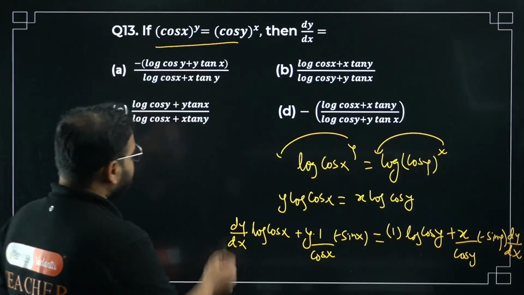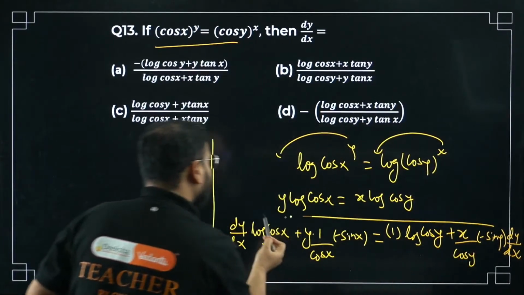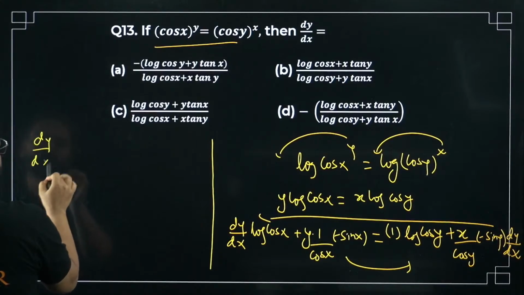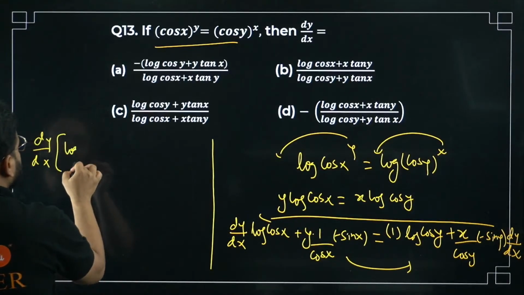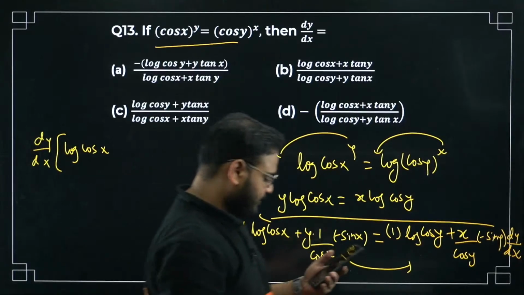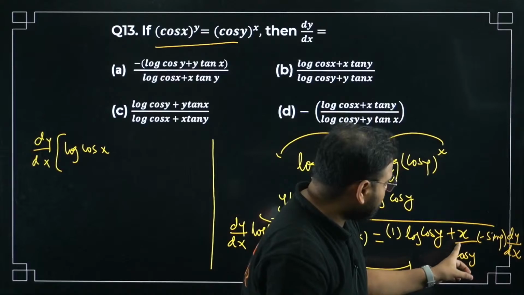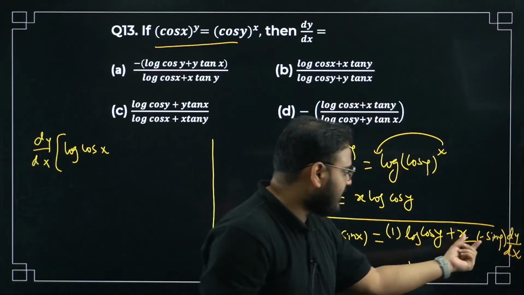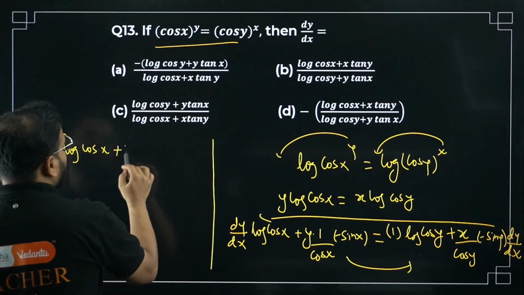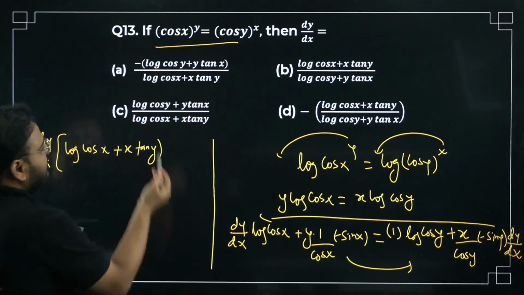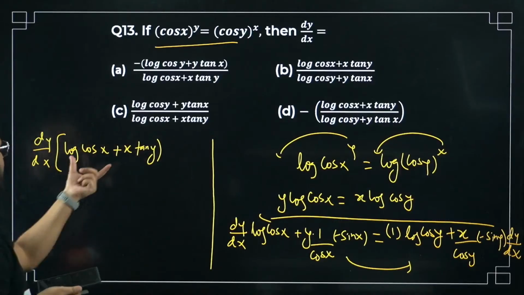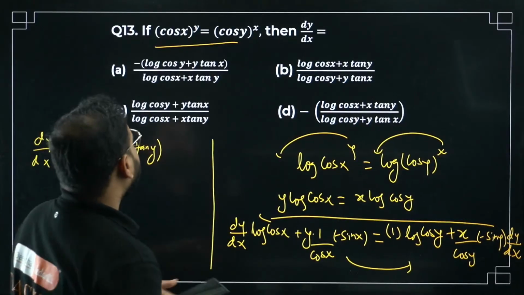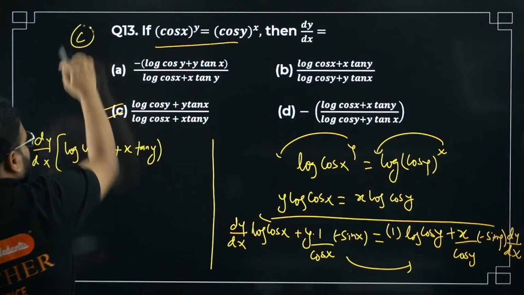Can you simplify this? Bring this term on this side and this term on this side. dy by dx is common. I have here log cos x, and on this side it's going to become x tan y, since sin y by cos y is tan y. Negative of this will come over here as plus x tan y. From here you can get the answer. I want dy by dx, so whatever is this will come in the denominator. So log cos x plus x tan y, option C is correct.